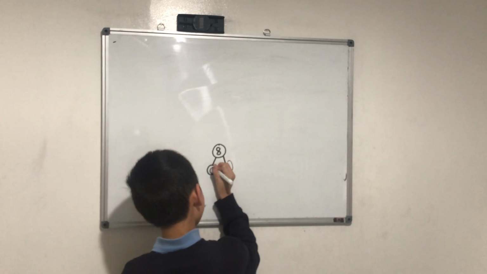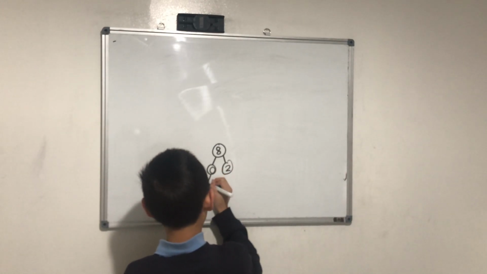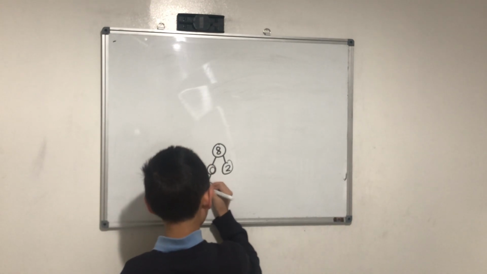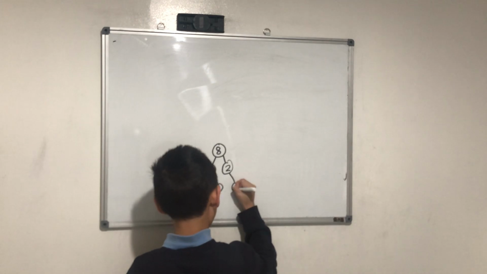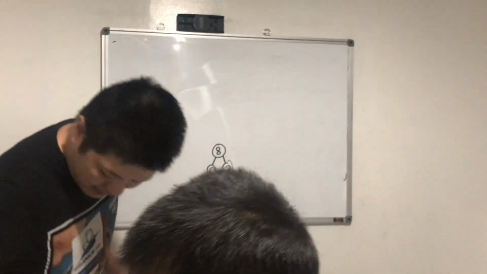I'll put 0 plus 1 equals 1. And I'll put 8. 8, 2, 6, 10, 1. And I'll put 1 here. Okay, so good. So basically, 8 to 8.